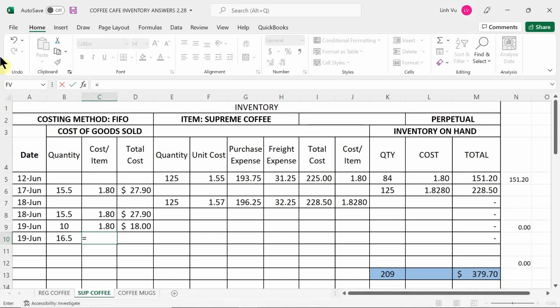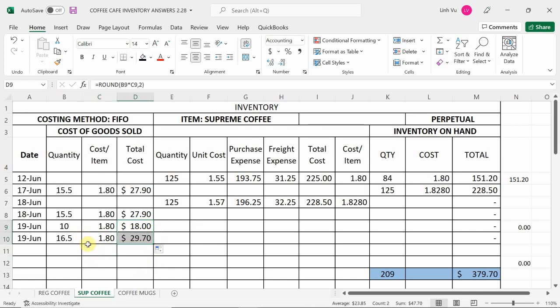Since we're using LIFO, which batch am I going to be using from? In this case, it is the first batch that I purchased. So I have my first batch at 84 and my second batch at 125. So I'm going to be using this batch, which is going to cost me $1.80. Okay, so 16 and a half times $1.80 is going to give me $29.70. So I need to subtract that out, $29.70.